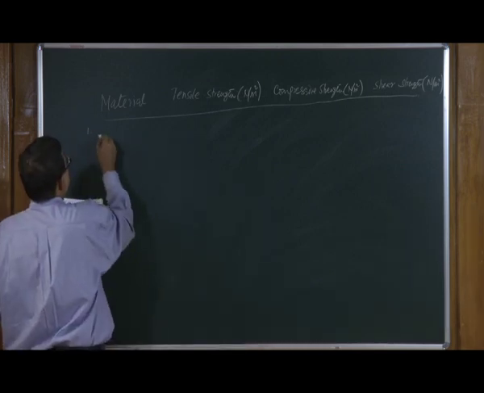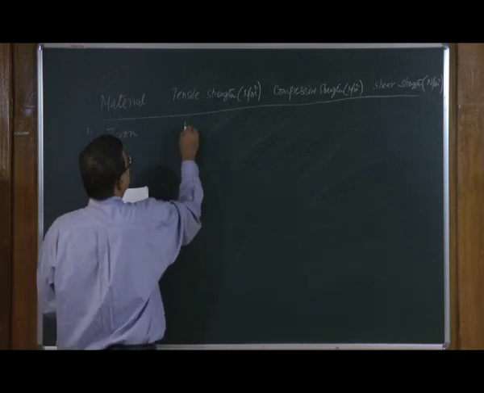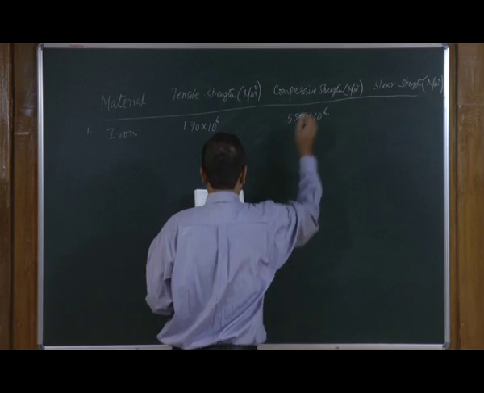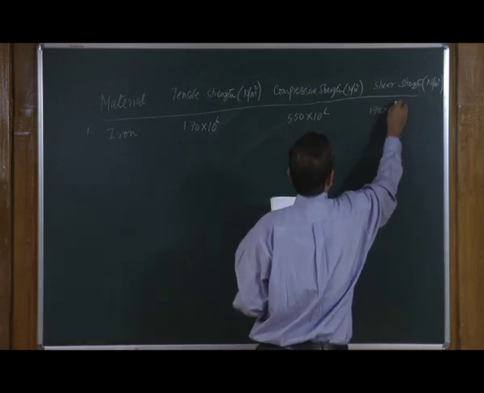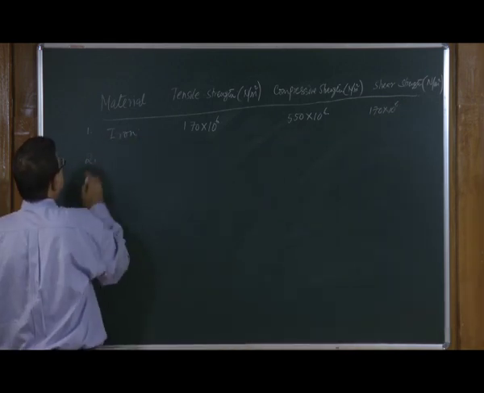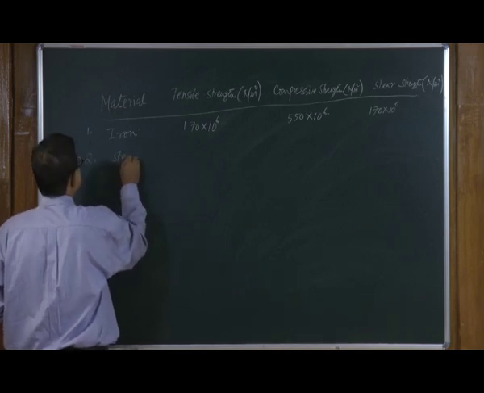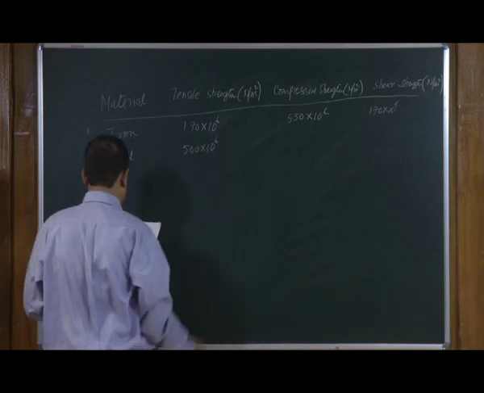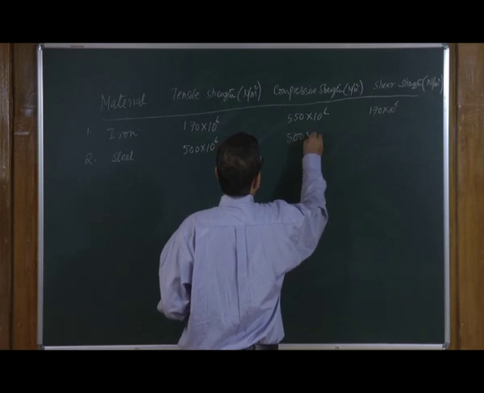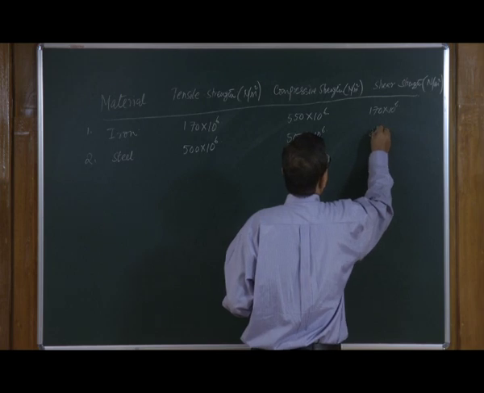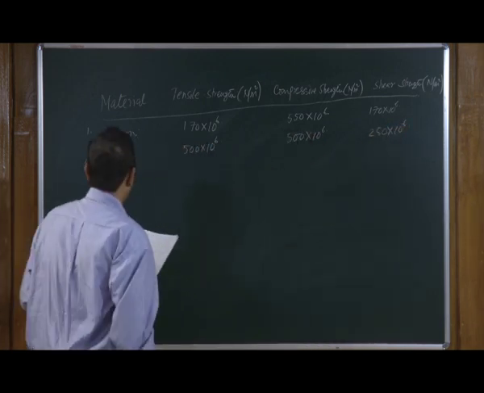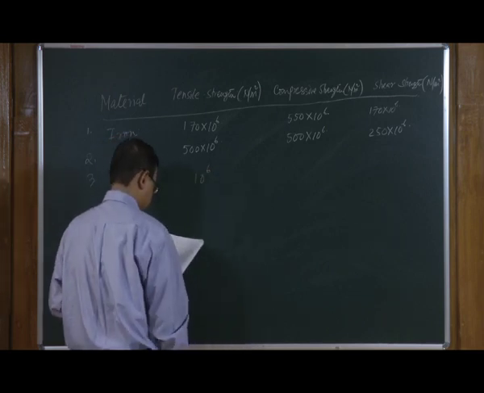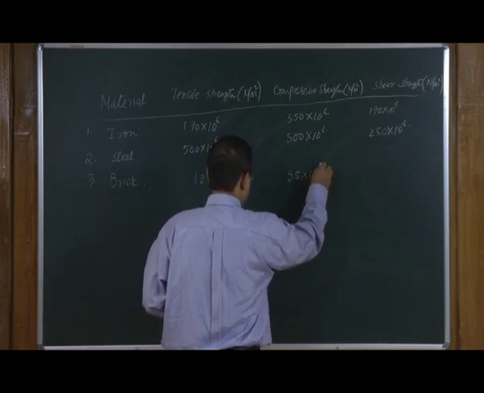So, iron: it's 170 into 10 to the power 6, 550 into 10 to the power 6, 170 into 10 to the power 6. Steel: 500 into 10 to the power 6, 500 into 10 to the power 6, 250 into 10 to the power 6. Brick: 10 to the power 6, and this is 35 into 10 to the power 6.